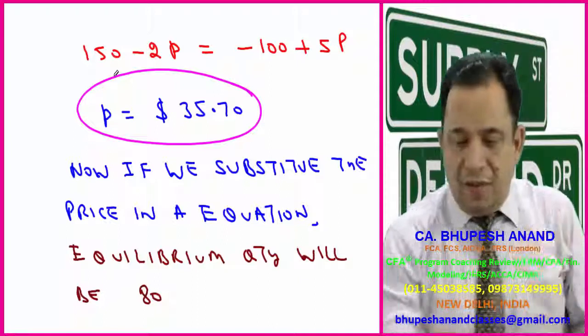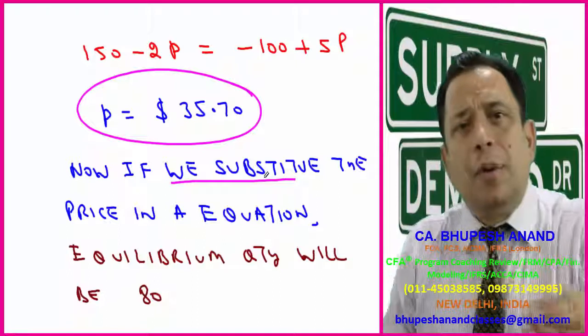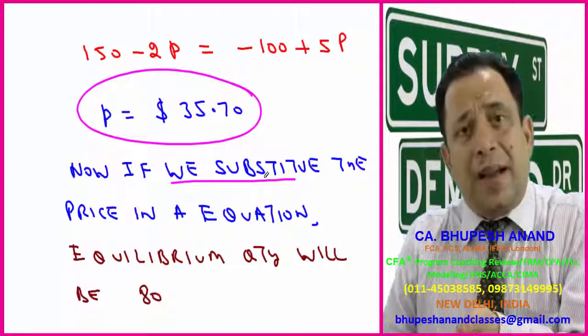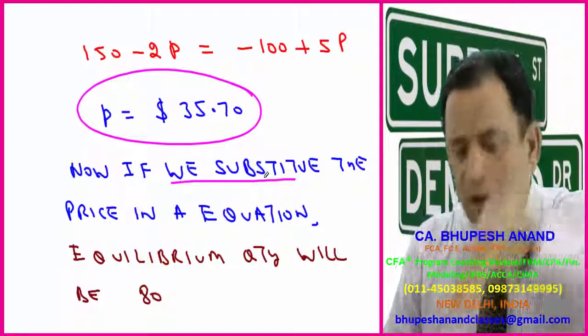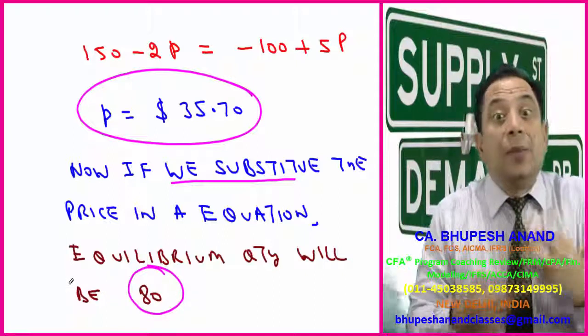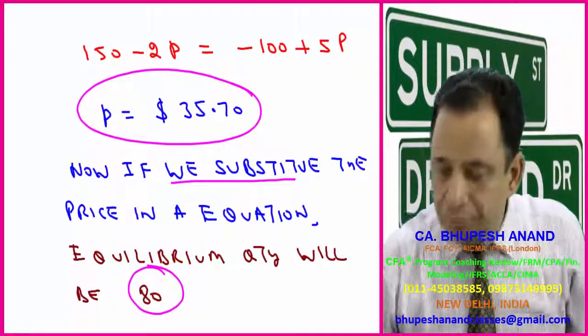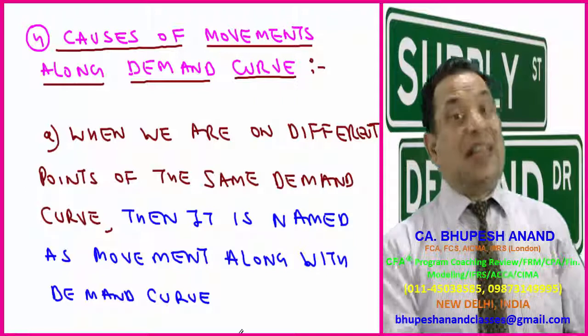Okay, so now if we substitute the price, and in case we want to calculate the equilibrium quantity, we can substitute this equilibrium price in one of the equations, and I can calculate how much the equilibrium quantity should be if the equilibrium price is 35.70. So let's move to the next concept.